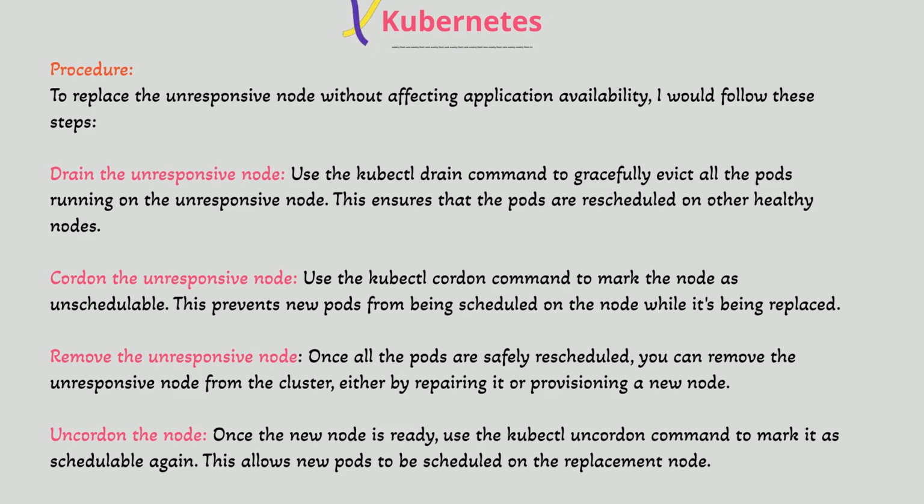Uncordon the node. Once the new node is ready, use the kubectl uncordon command to mark it as schedulable again. This allows new pods to be scheduled on the replacement node.